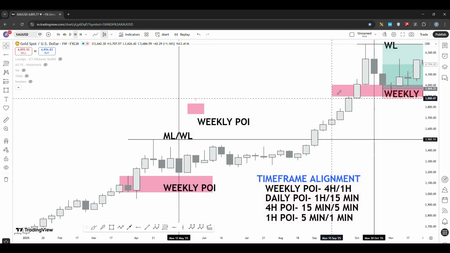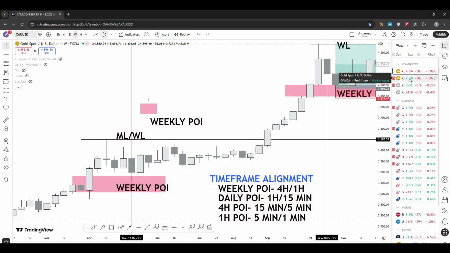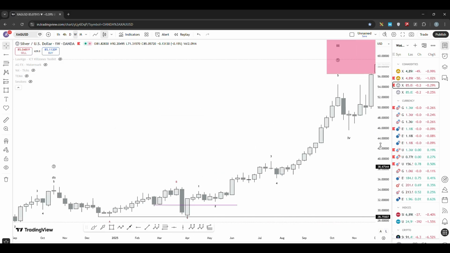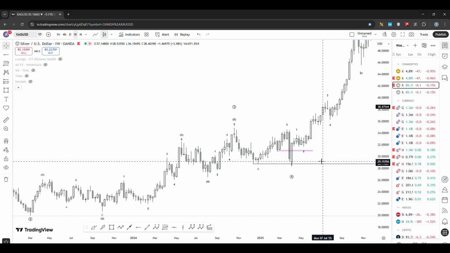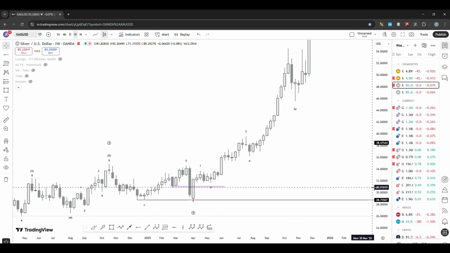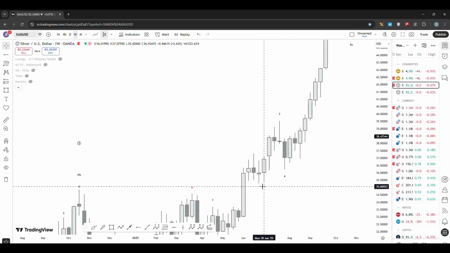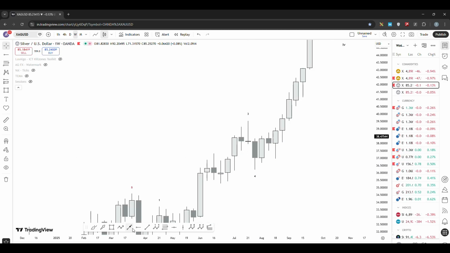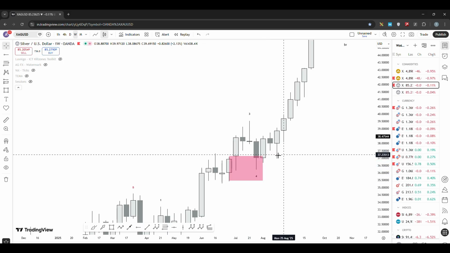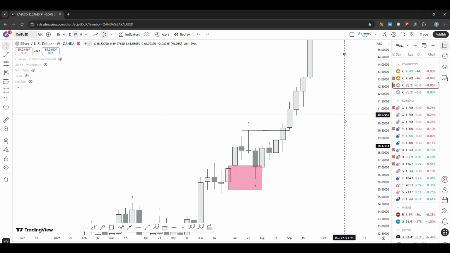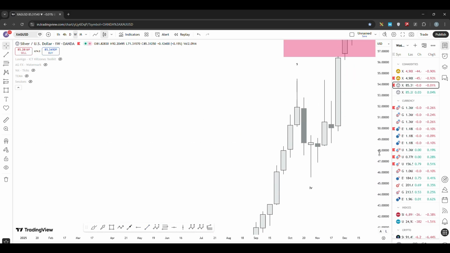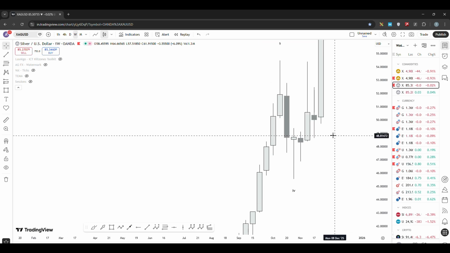Now this can be used in any kind of market. If I show you silver, then this also moves in exactly the same way. This is the weekly chart, and here also you can see what market has done. If you look over here, market dropped, tapped into this weekly POI, and from here market pushed higher. What would be your target? The target would be weekly liquidity, right?